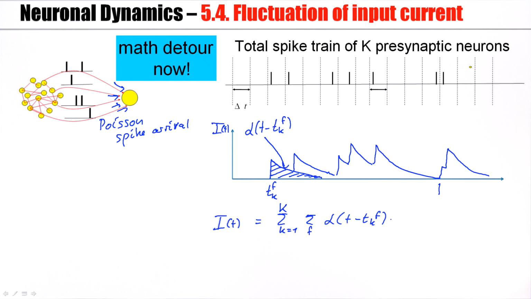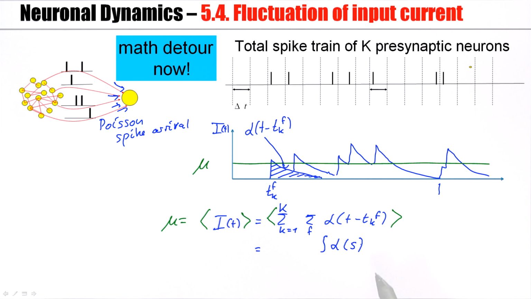I can now ask whether I can make any statement about this current. What I see is essentially that this current fluctuates around some mean value. So the mean would be something like the expectation of this current. So I have to calculate this expectation. How would I do that? Well, sometimes things become simpler if you first make them look more complicated. So let's write this in a slightly more complicated fashion. I say this is the same as, but I introduce an integral, alpha of s, and then delta of t minus t_k^f.